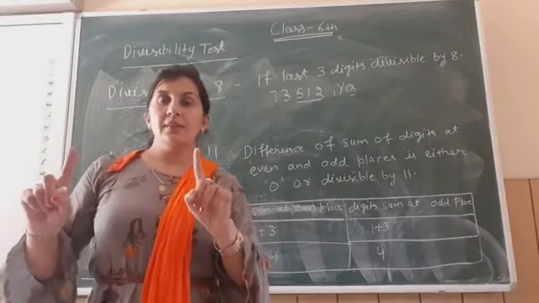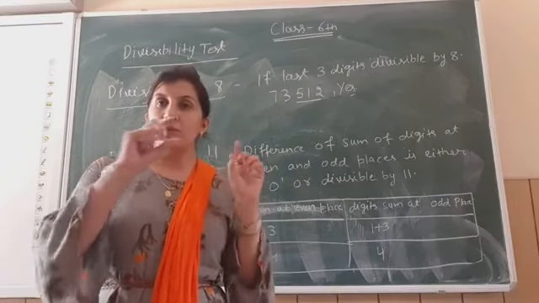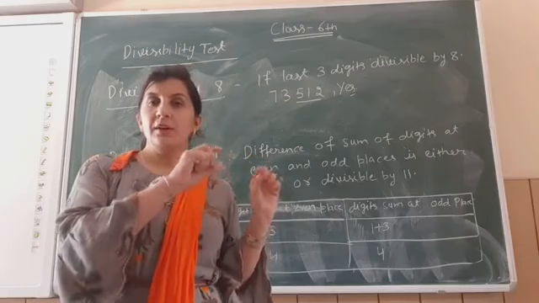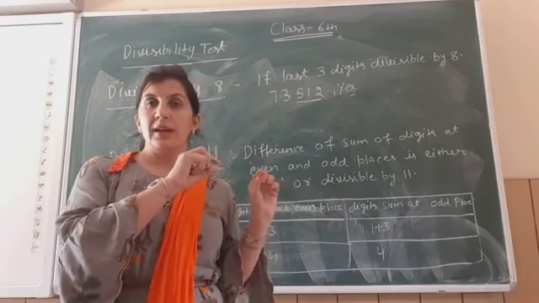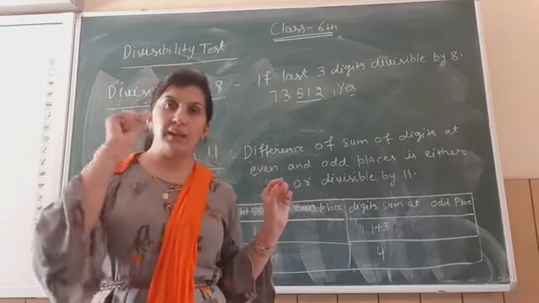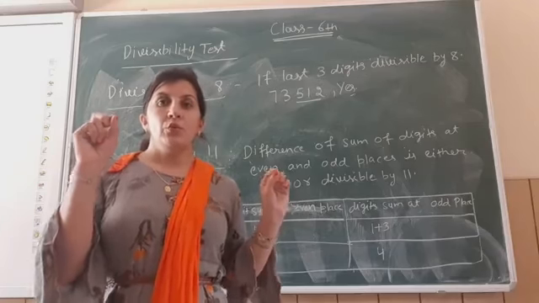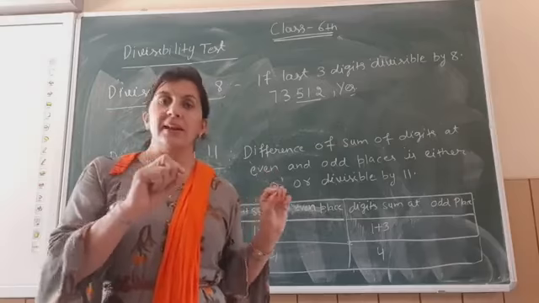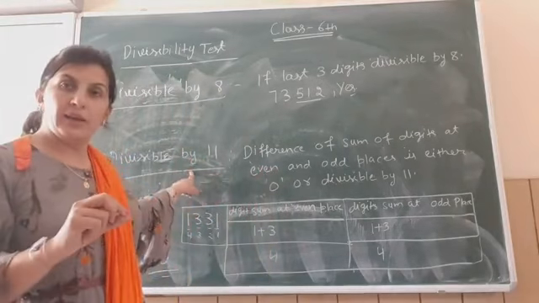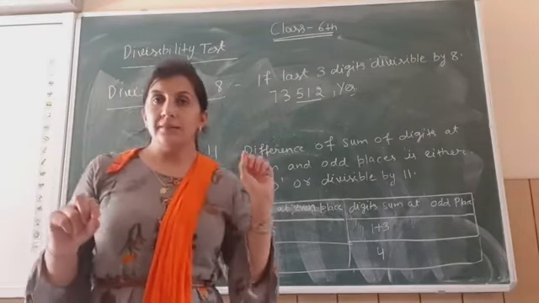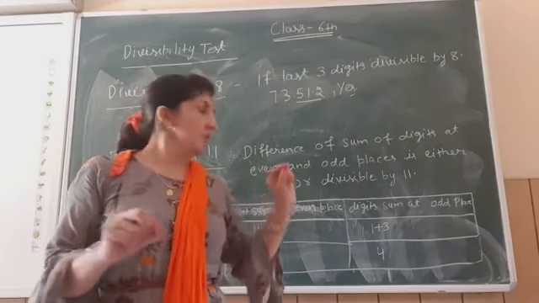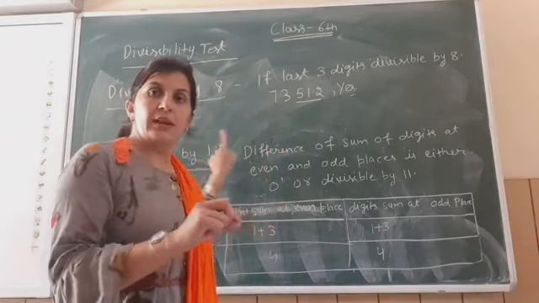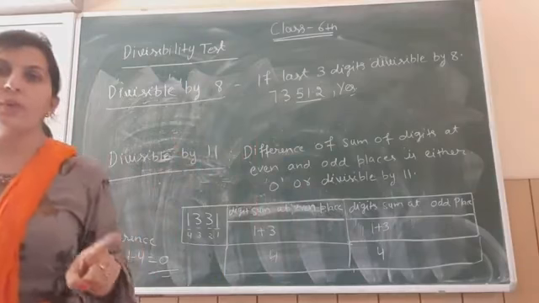The digits at even and odd places, we will add separately. Then the sum which we get at even places and the sum which we get at odd places, we will subtract. If the answer is 0, then yes, it is divisible by 11, or if the answer that comes is divisible by 11, then we say that yes, it is divisible by 11.